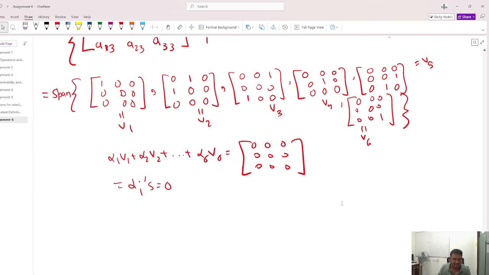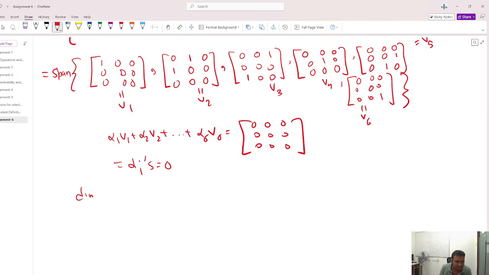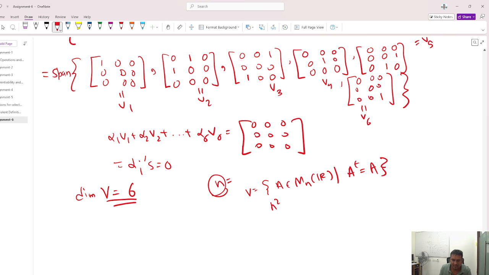So these alphas are 0. It means these are linearly independent. So what is the dimension of this V? That is 6. So in general, if you have n cross n matrices in MnR such that A transpose is A, you can check the dimension would be (n square minus n)/2 plus n, so this is (n square plus n)/2. I'm not proving it. This is your homework.